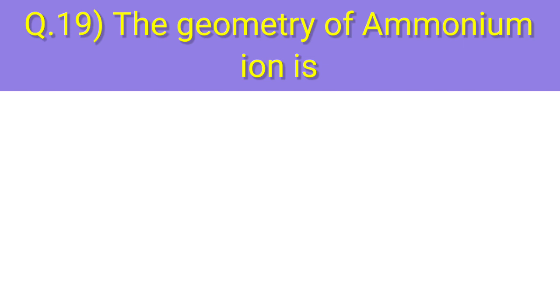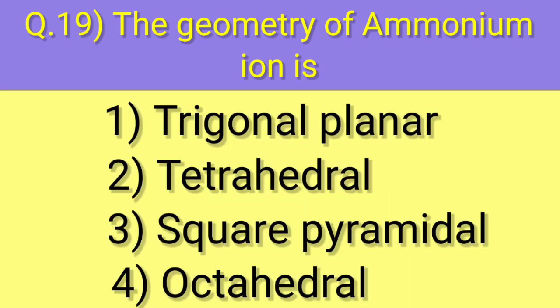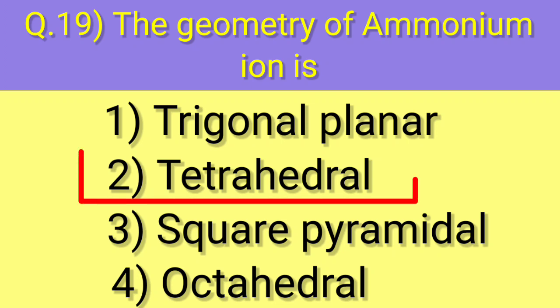19th question, the second last question: the geometry of the ammonium ion is. The options are trigonal planar, tetrahedral, square pyramidal, or octahedral. The second option, tetrahedral, is the correct option.